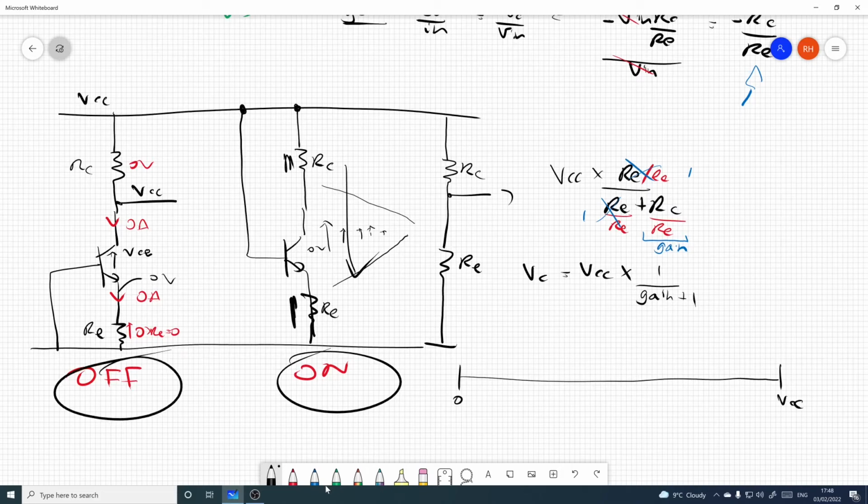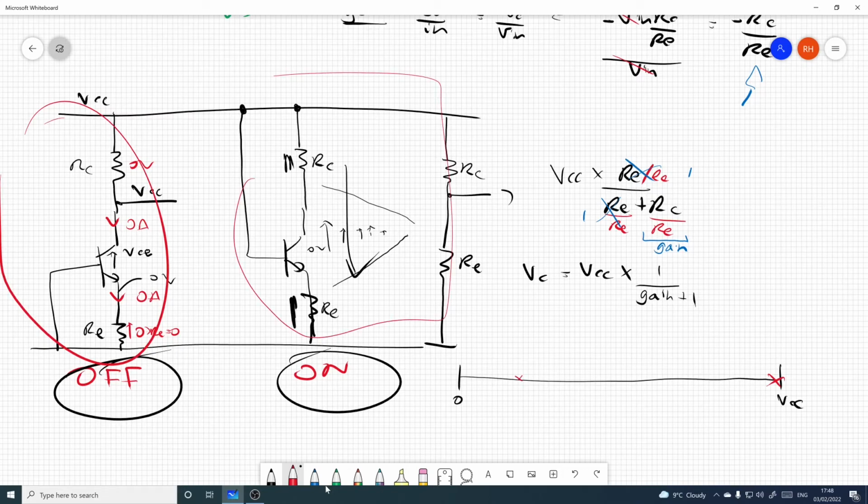In the off case, sure enough, the output voltage can be all the way up to VCC, as we discussed in the left-hand branch here. In the on case, this version here, it can get to VCC times 1 over gain plus 1, or if you prefer, just VCC over gain plus 1. This is the zone of possible output voltages.